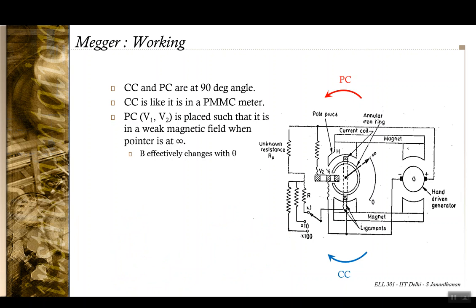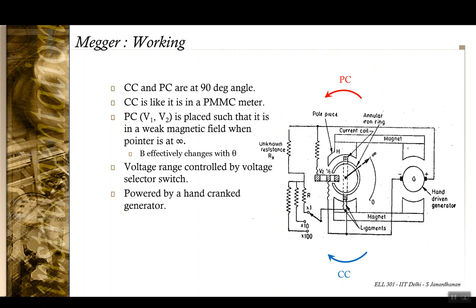Now what is also to be noted is that the pressure coil is placed in such a way that it is in a weak magnetic field. It is outside this magnetic field, because the pressure coil is offset; its center is not at the center of the permanent magnet. It is placed in a weak magnetic field when the pointer is pointing at infinity, and as the pointer changes position, this voltage coil moves further and further into the magnetic field. So the proportionality of that voltage coil's torque would increase. The voltage range can be controlled by using these different points, and as I said earlier, the powering is through a hand crank generator.